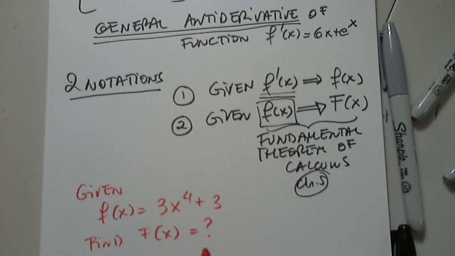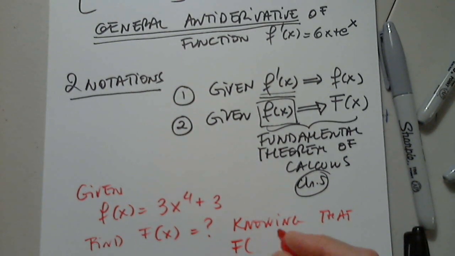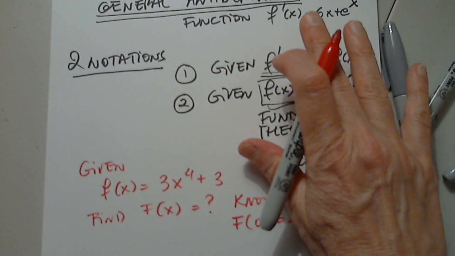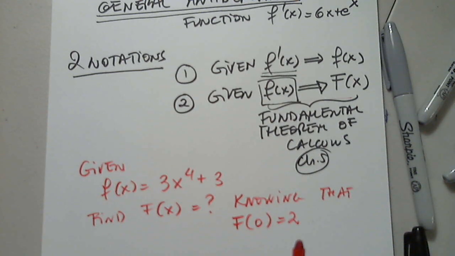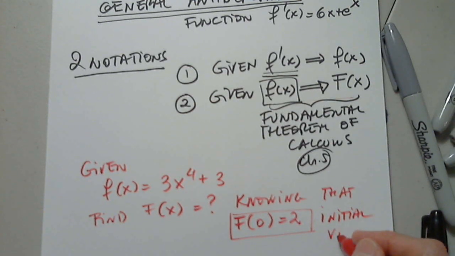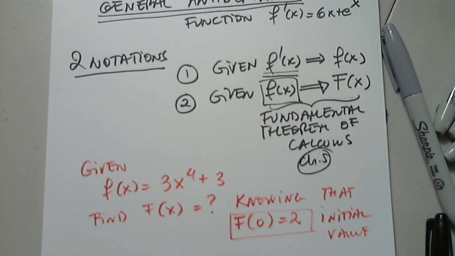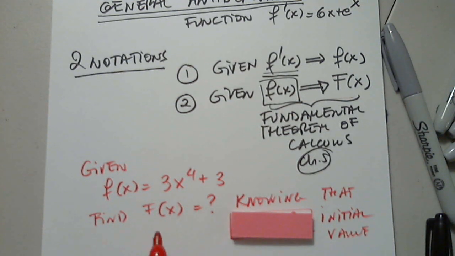Sometimes I would be given something like, knowing that f of 0 is 2. So the notation is slightly different because I am given something called an initial value. I'm given an initial value, which I will not be looking at this moment. So first I want to determine uppercase F of x.